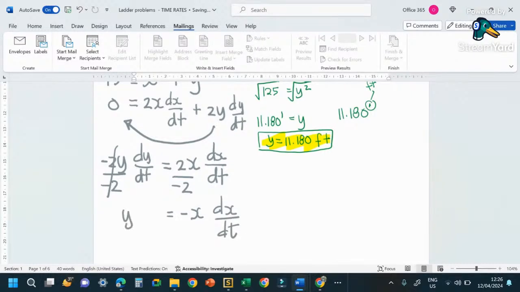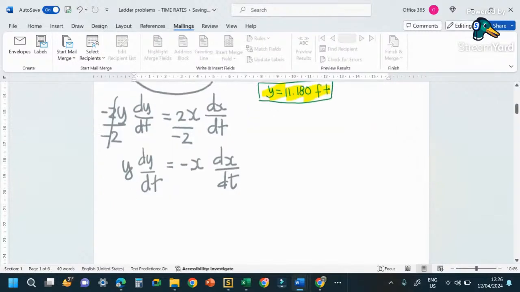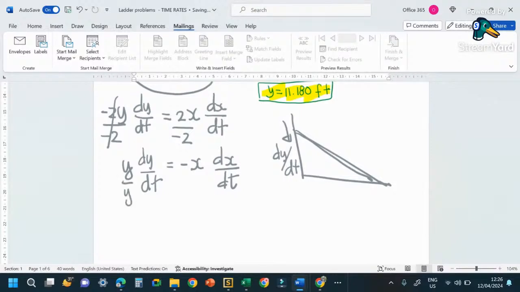But you still have a y on the side, dy over dt. What we are interested in is the rate of the ladder going down the vertical wall. So that is our dy over dt. Now let's divide both sides by y. The y cancels out. Then you have dy over dt, which is the unknown, is equal to negative x over y dx over dt.